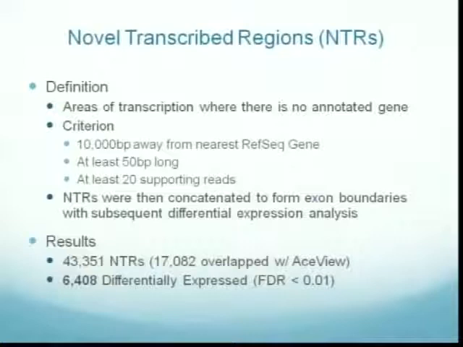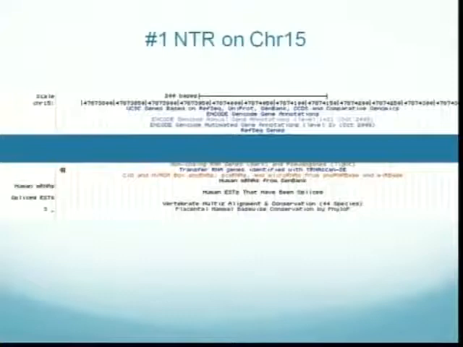When we did a differential expression, we find 6,000 of these genes to be differentially expressed. And when we looked at the number one novel transcribed region to be differentially expressed between tumor and normal, located at chromosome 15, for those of you familiar with Genome Browser, you can see there's no UCSC gene, no ENCODE gene, no non-coding, no tRNAs, and so on and so forth.